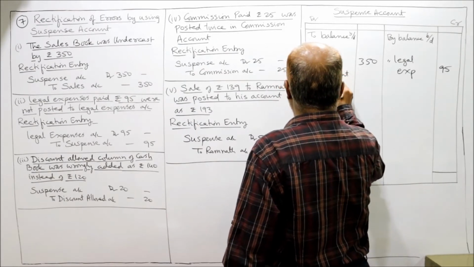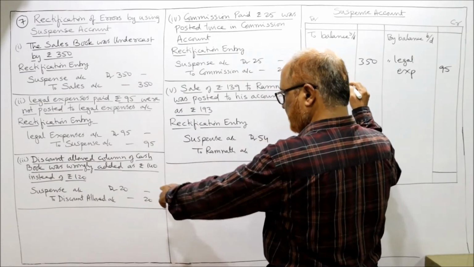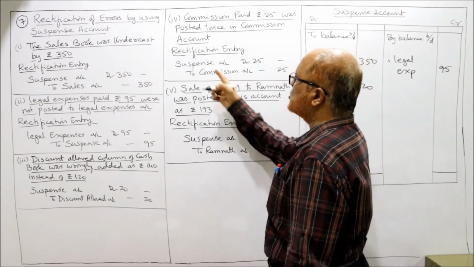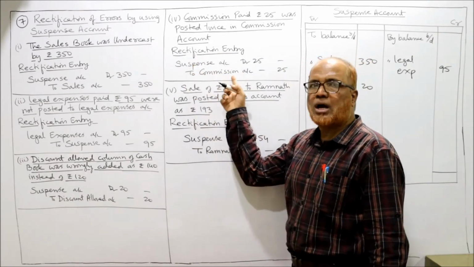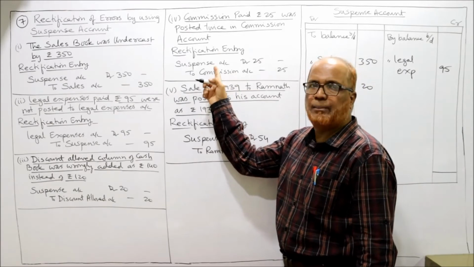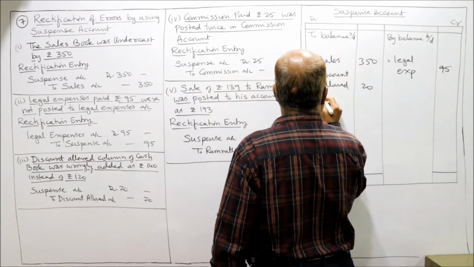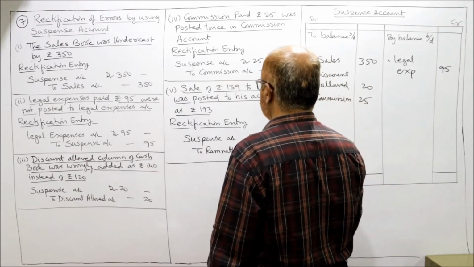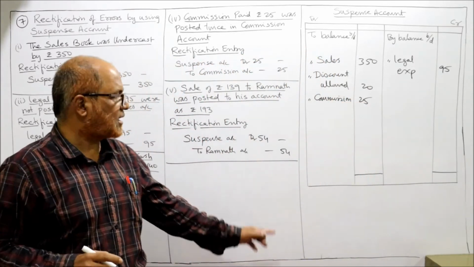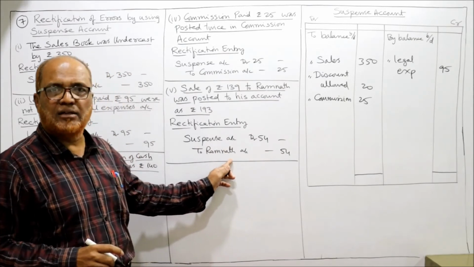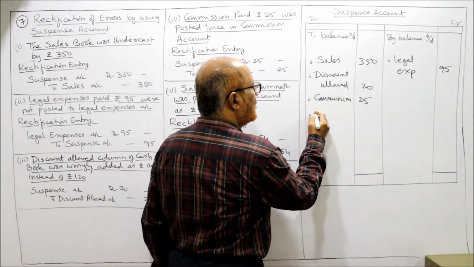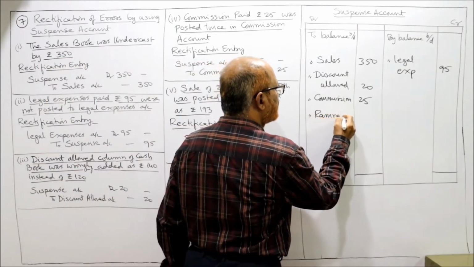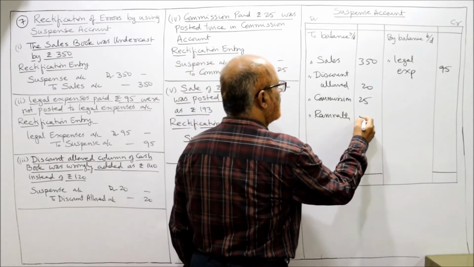To discount allowed. It is 20 rupees. Then next one is suspense account debit to commission. So suspense account should be debited to commission, 25 rupees. Last entry is suspense account debit to Ramnath. So suspense account should be debited to Ramnath. How much? 54. That's all.